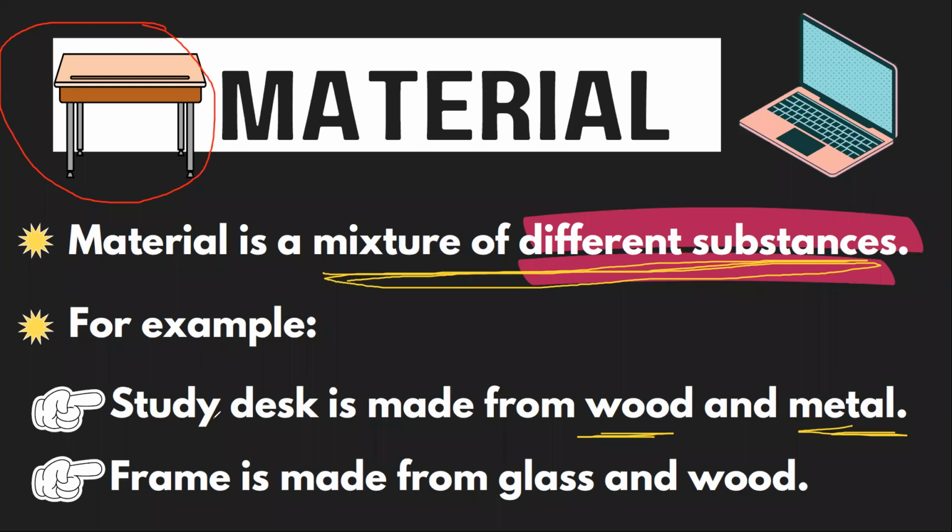Let's see example number two. A frame. When I say frame, I mean a photo frame, made from glass and wood. That's a very good example as well. Your frame is made from glass and wood. You see here, it's a mixture of different substances. So that is why it's a material.